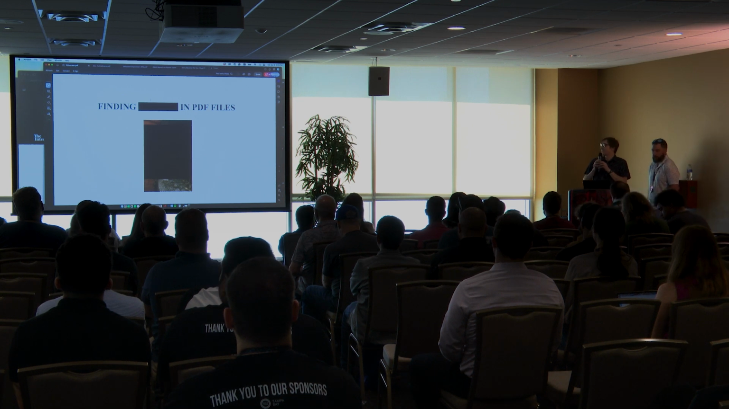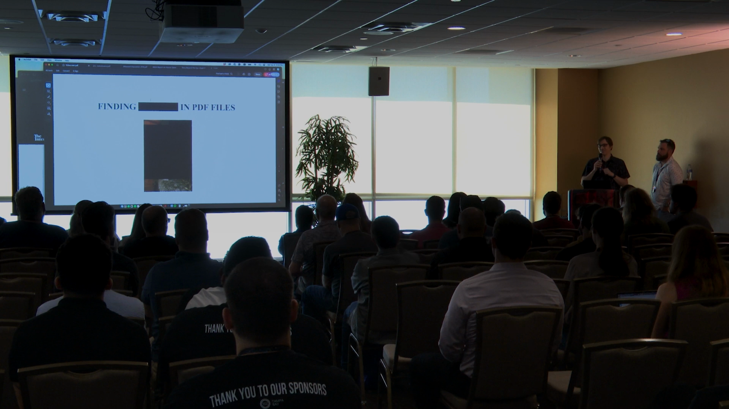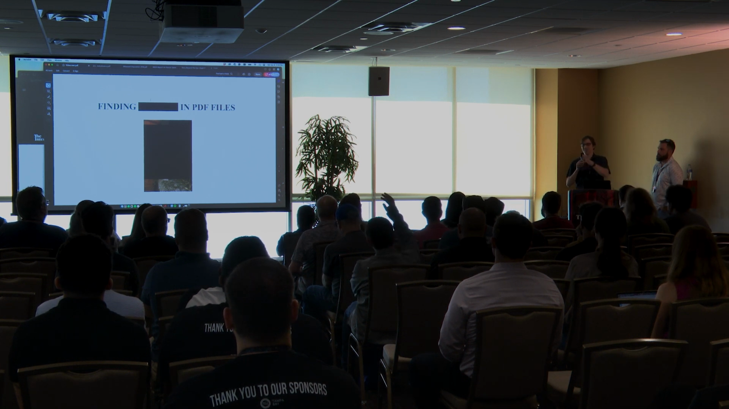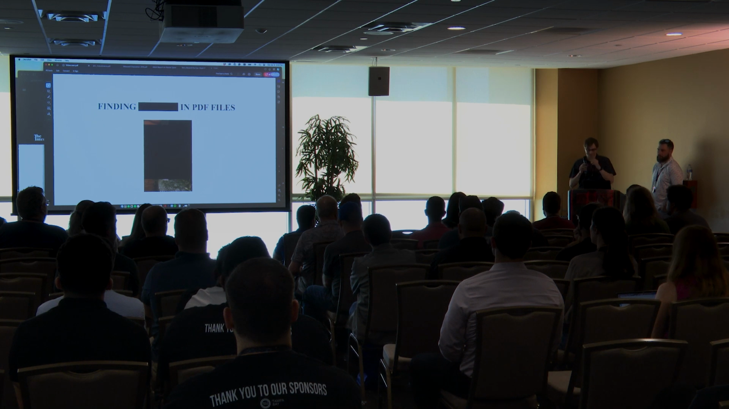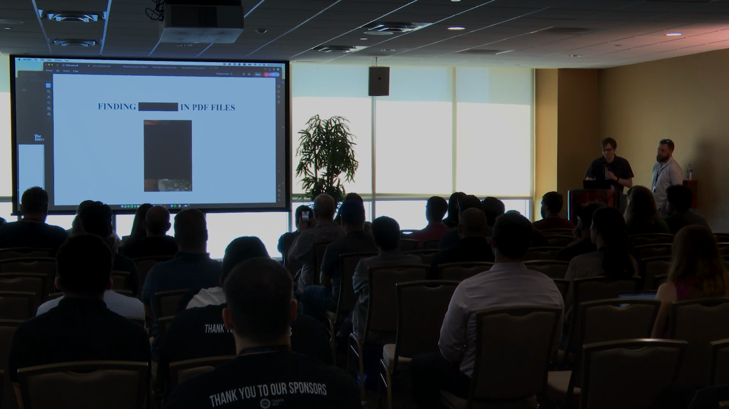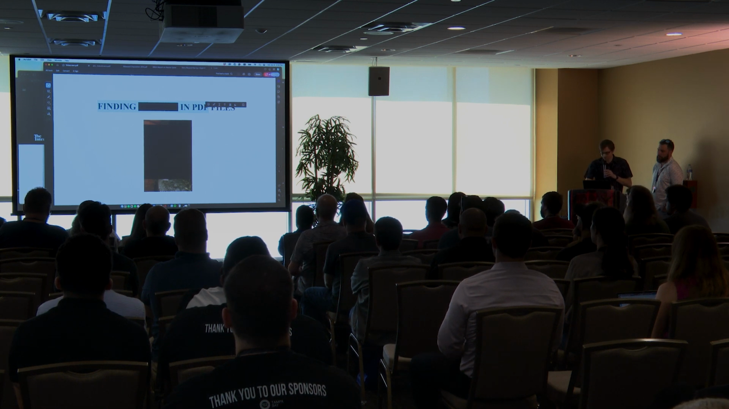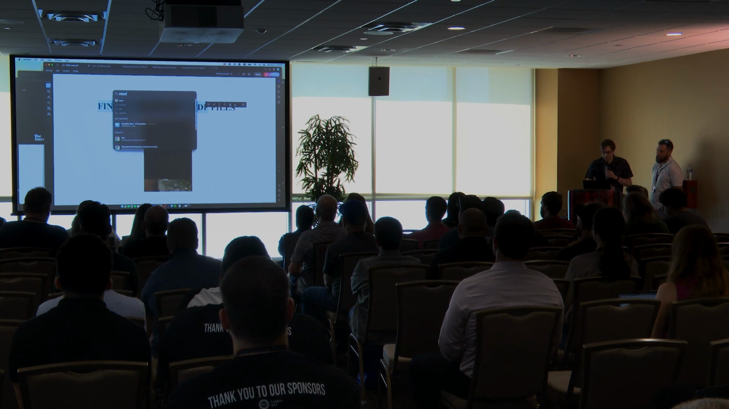What is the first thing that you do when you see a redaction? Does anyone know? This doesn't require any kind of basic editing or any complex features. I see a hand. Exactly. Try to highlight it and select the text. So here we go. We can go ahead and copy the text. We don't see anything here. But let's go ahead and paste it into a text editor.